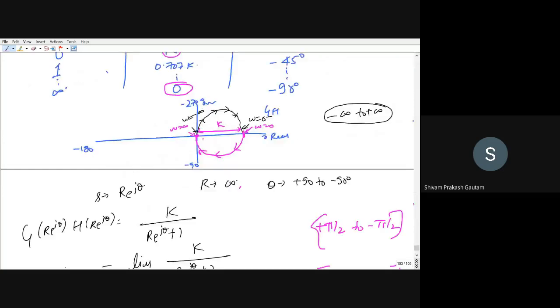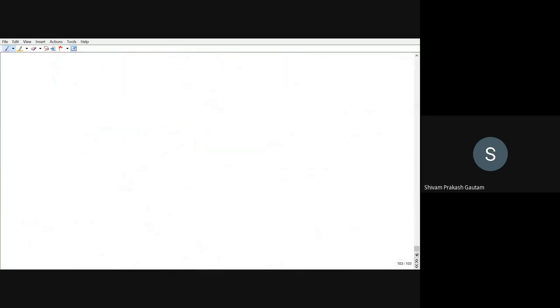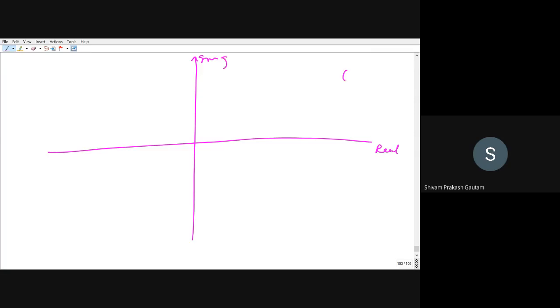So let me draw the final Nyquist plot again. This is your real part. This is your imaginary part. GH plane. Now for the polar plot, we have seen how the polar plot looks. It has a certain magnitude, starting and ending like this. This point is omega equal to 0 plus, and this point is omega equal to infinity, at omega equal to infinity, right?